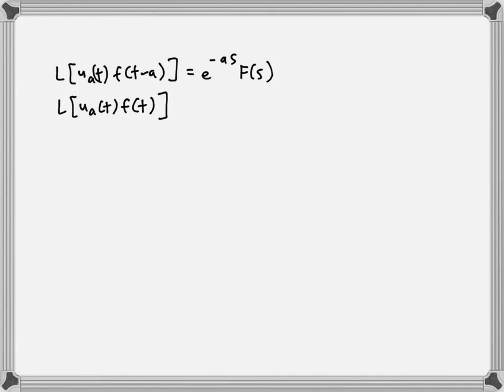You can notice that t is being shifted. And so what this ends up being is e to the negative as Laplace of f of t plus a. This is just another way of rewriting it, but the idea is that you're shifting over. The t minus a becomes a t, or the f of t becomes f of t plus a. These are equivalent.